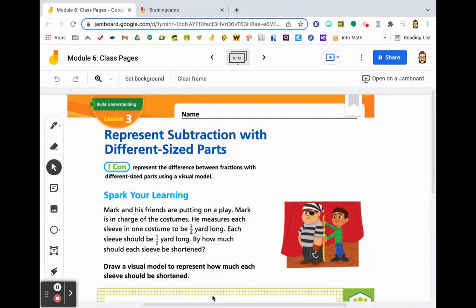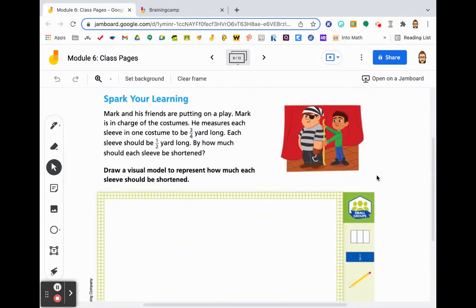Hello, my mathematicians. Today we are looking at Module 6, Lesson 3, which is about representing subtraction with different sized parts. Hopefully by the end of this lesson, you'll be able to represent the difference between fractions with different sized parts using a visual model. So we are going to start with the spark of your learning.